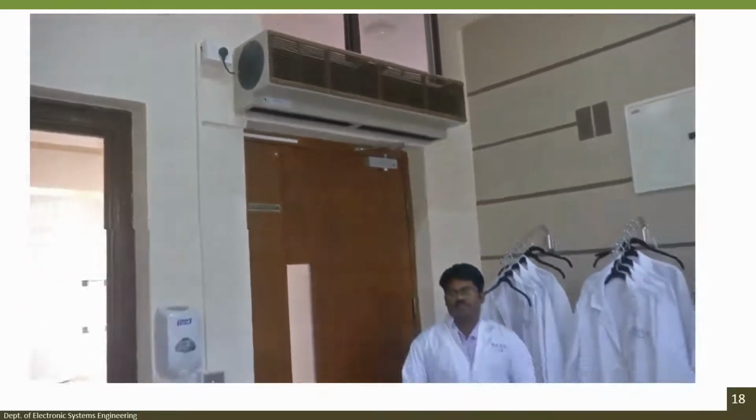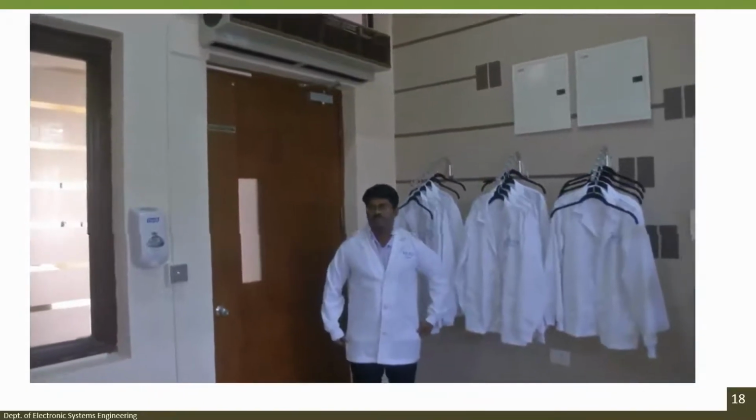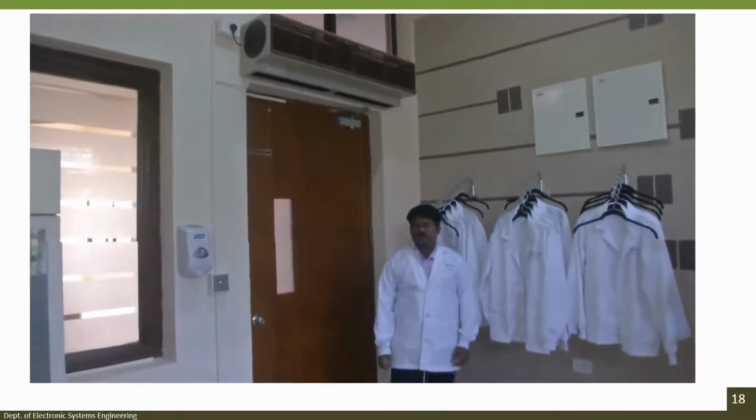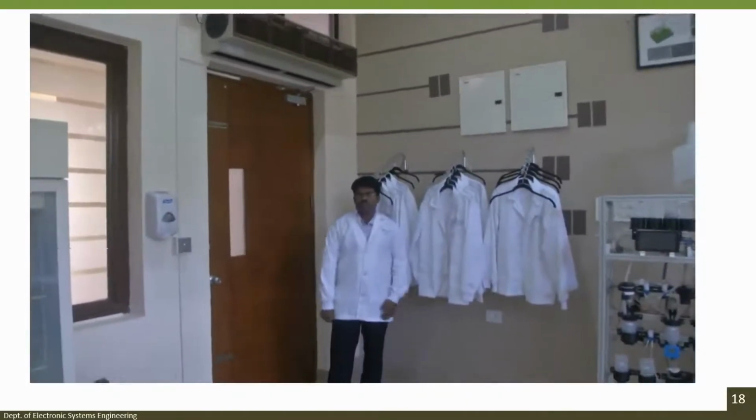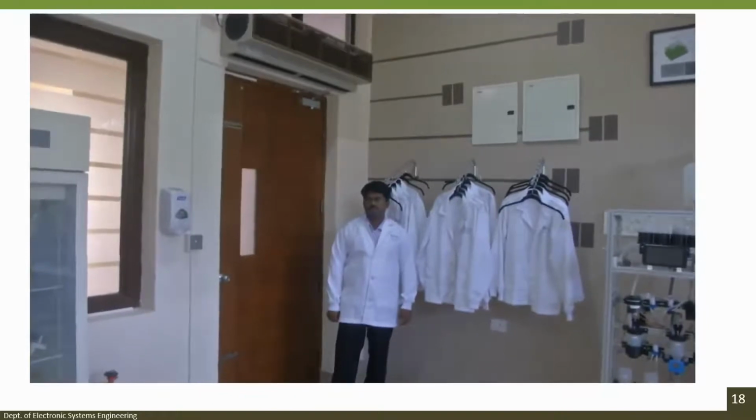As soon as you give your fingerprint and open the door, the sensor there detects the entrance and then the air curtain gets activated.